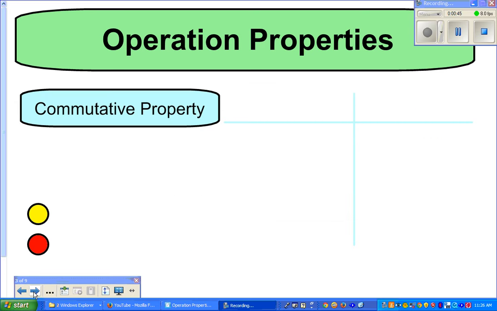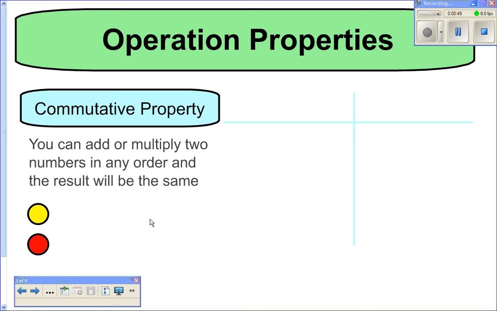Let's look at the commutative property. The commutative property says that you can add or multiply 2 numbers in any order and the result will be the same. Now, the root of the word commutative is to commute, when you're traveling from one place to another or back again.